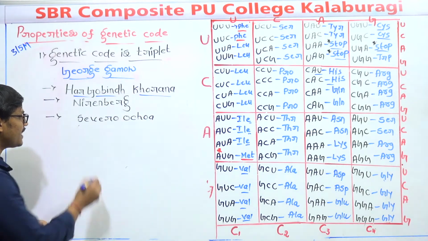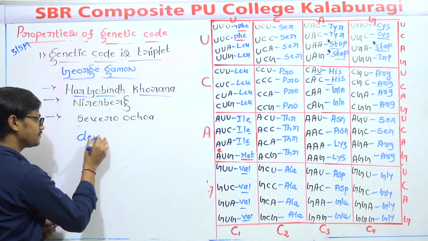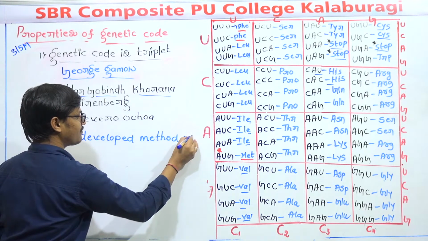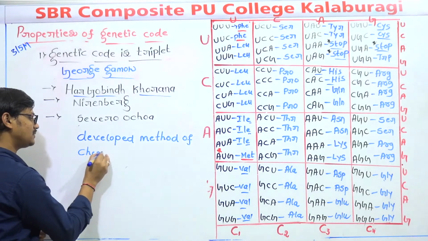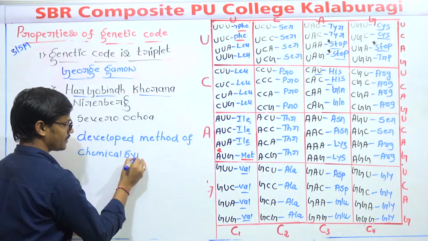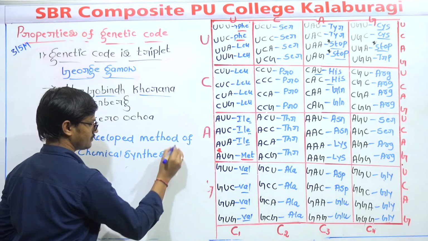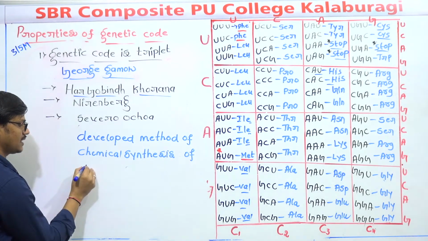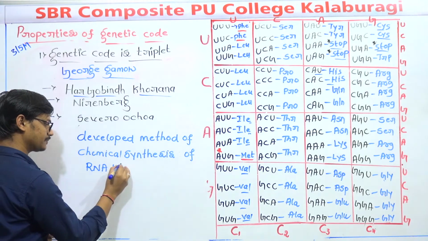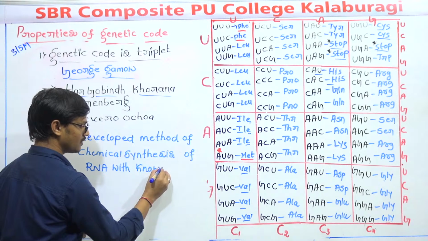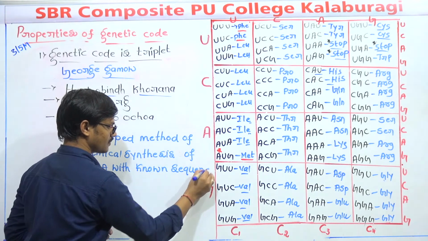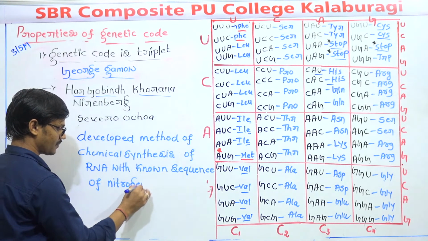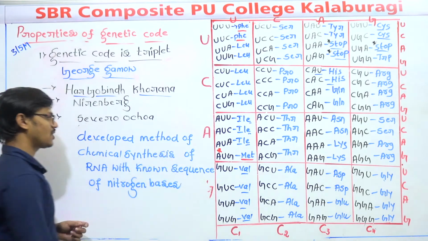He developed a method of chemical synthesis of RNA with known sequence of nitrogen bases. This is the contribution of Hargobind Khorana.